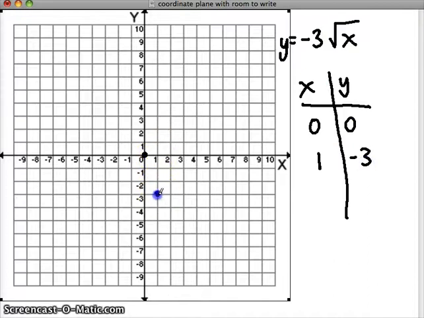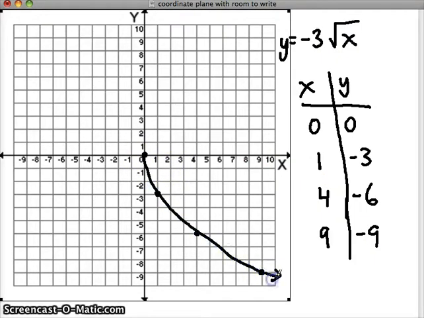So 1, -3. So now we're going downwards because a is negative. Let's try out 4. Square root of 4 is 2. 2 times -3 is -6. So 4, -6. And one last one, 9. Square root of 9 is 3. 3 times -3 is -9. So 9, -9. And we can see our graph going in the negative direction because a is negative.